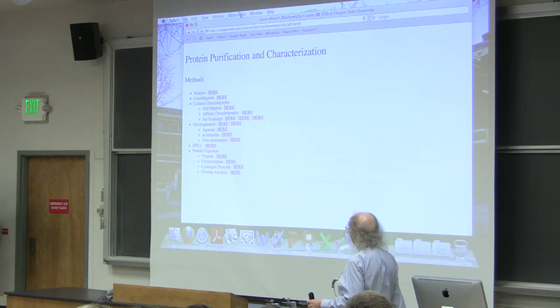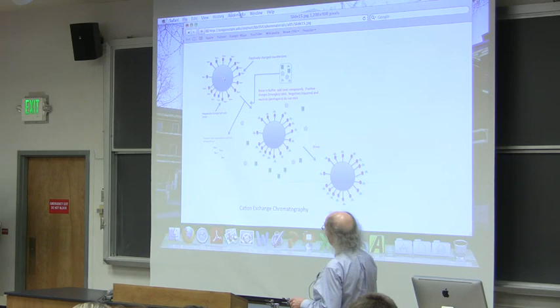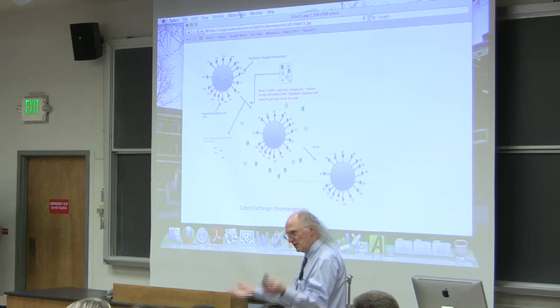Okay. The overall process is called ion exchange chromatography. So this shows an illustration of cation exchange chromatography. Okay, I drew this myself, so if you guys are awed by all the artistic nature of this one, then you can just, you know, say something.